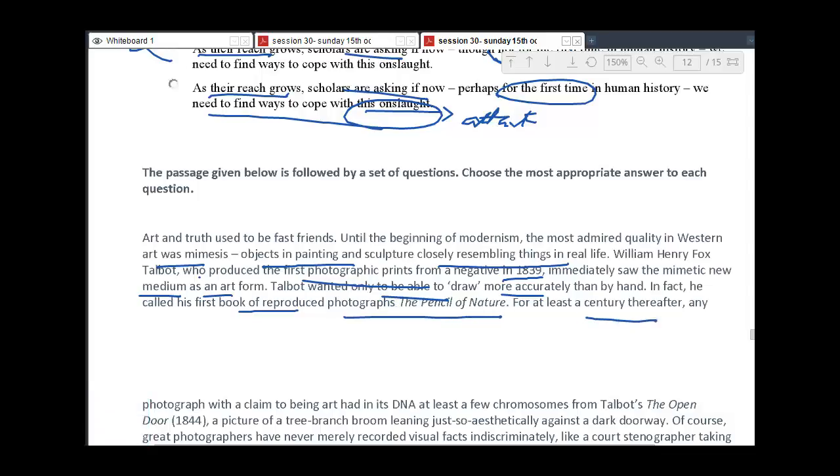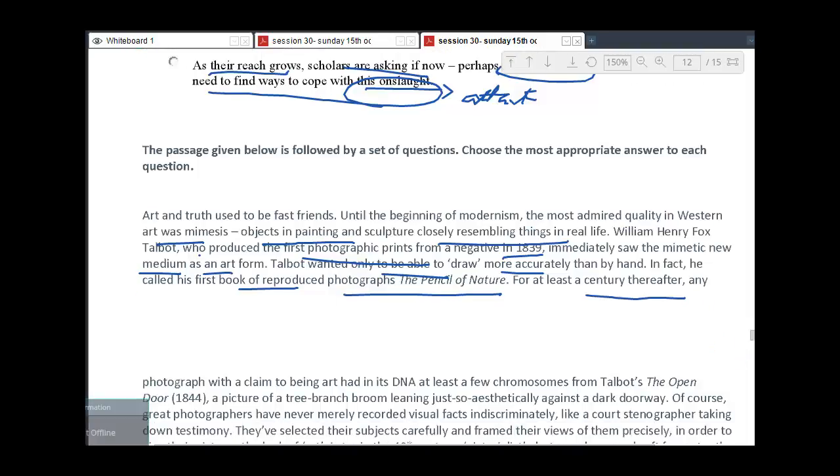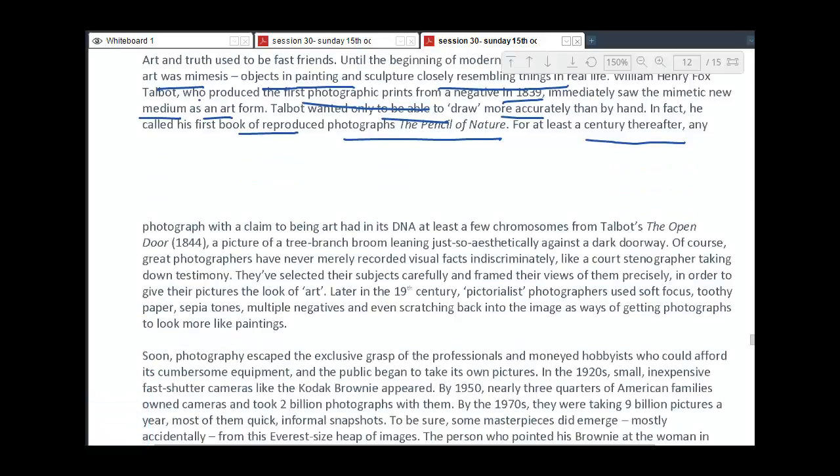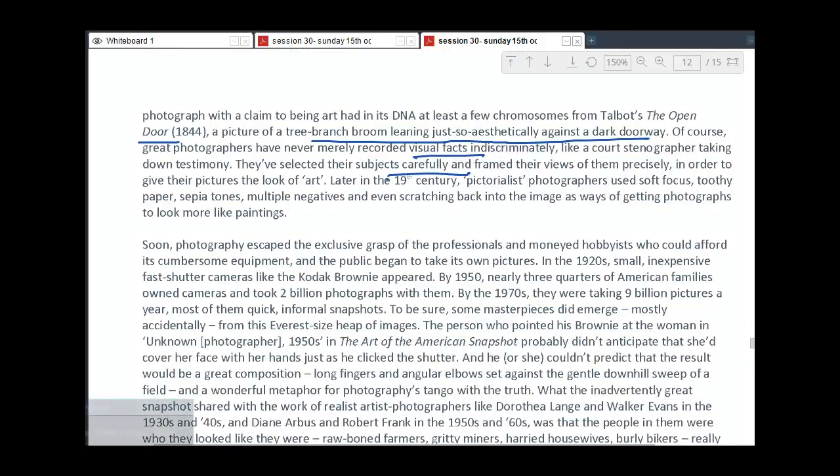For at least a century thereafter, any photograph with a claim to being art had in its DNA at least a few chromosomes from Talbot's The Open Door. A picture of a tree branch, a broom leaning just so aesthetically against a dark doorway. Of course, great photographers have never merely recorded visual facts, like an old stenographer. They have selected their subjects carefully. So it is all about photography. Let me go to the next paragraph. I will not waste my time reading the nitty-gritties of something. I know it's about photography.